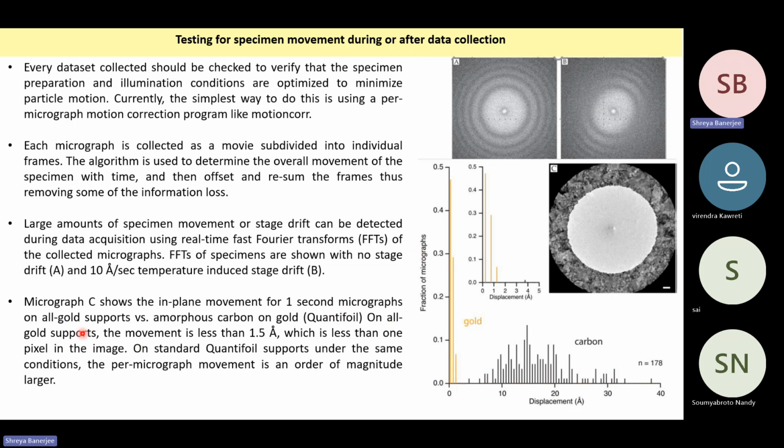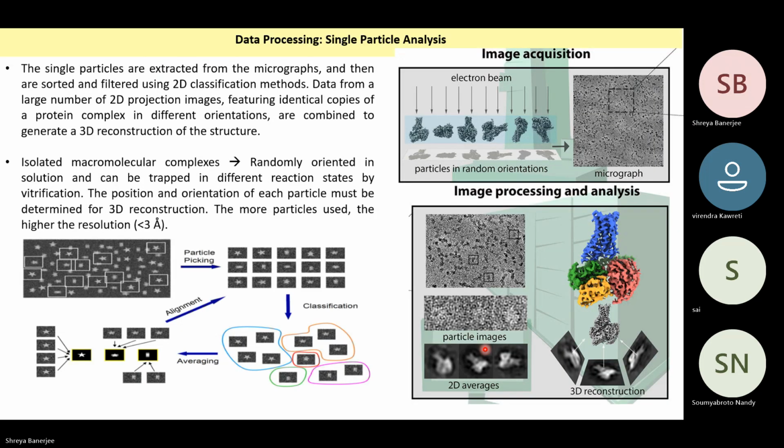You can see that if the grid is completely gold, the movement is very low. So here on the x-axis you have movement. If it is being done on a gold film, you can see the displacement is only like 2 angstrom. But if you are doing it on a carbon film, there is a large displacement from around 5 to 35 angstrom. So then the gold film is preferred, which has a very small displacement of the particle. So by changing the film also, the resolution can be optimized.